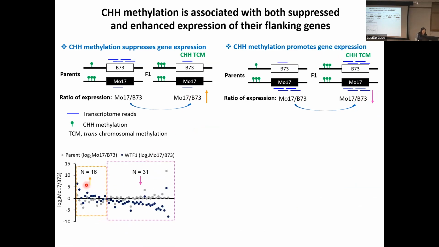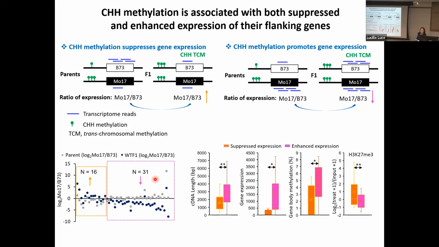We only find 16 genes that show the first model, and 31 genes that show the second model, which means that for these 16 genes, CHH methylation suppresses their gene expression. And for these 31 genes, CHH methylation may promote their gene expression after gaining methylation. So we were pretty interested in comparing these two sets of genes: why the 16 genes were suppressed by CHH methylation, but these 31 genes were promoted by methylation.